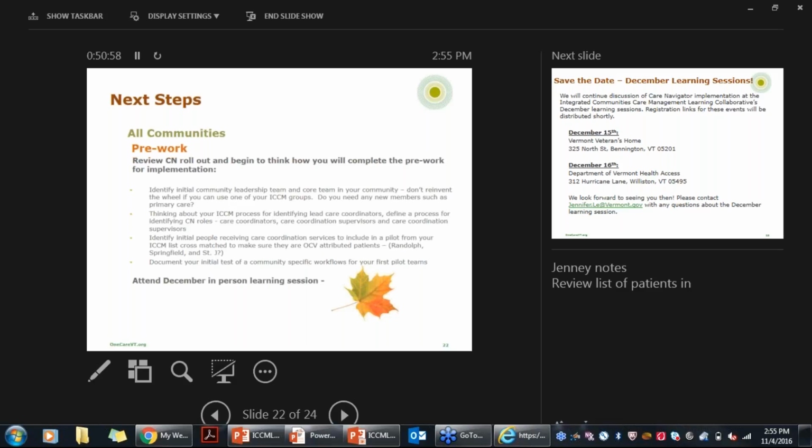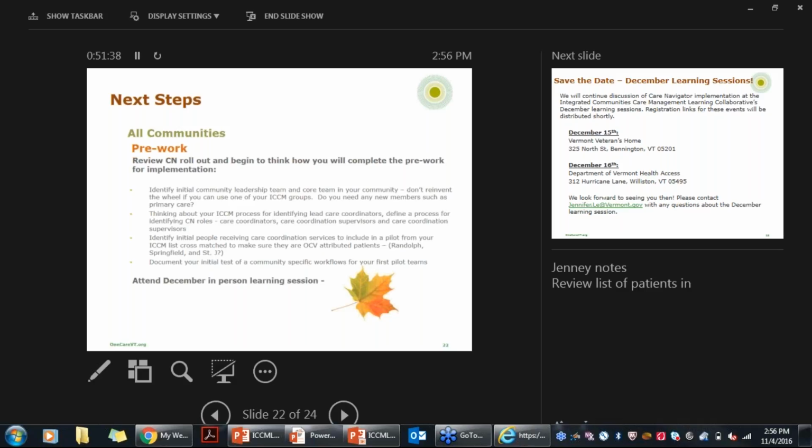And look at your process that's in place for identifying lead care coordinators and working to define a process for identifying the care navigator roles, care coordinators, care coordination supervisors, and the care coordination supervisor of One Care Vermont. Again, that person who has access to all patients. And that access is not given lightly. That has to be run through a process, and there can only be a certain number of those care coordination supervisors, One Care Vermont, that have access to all patients.